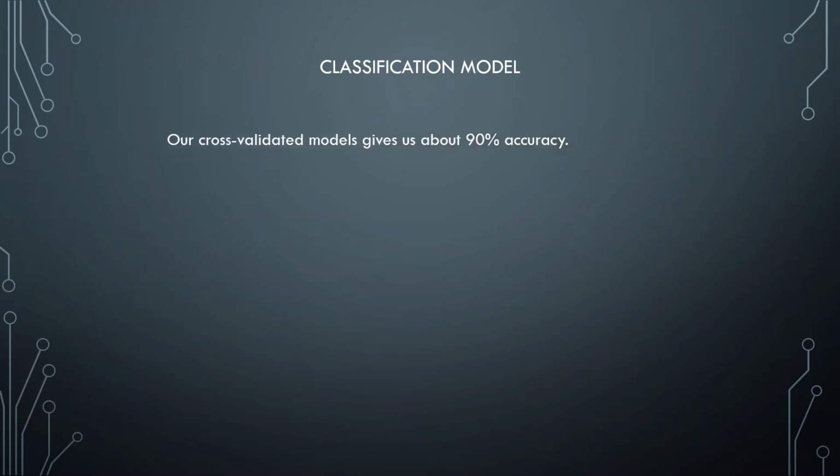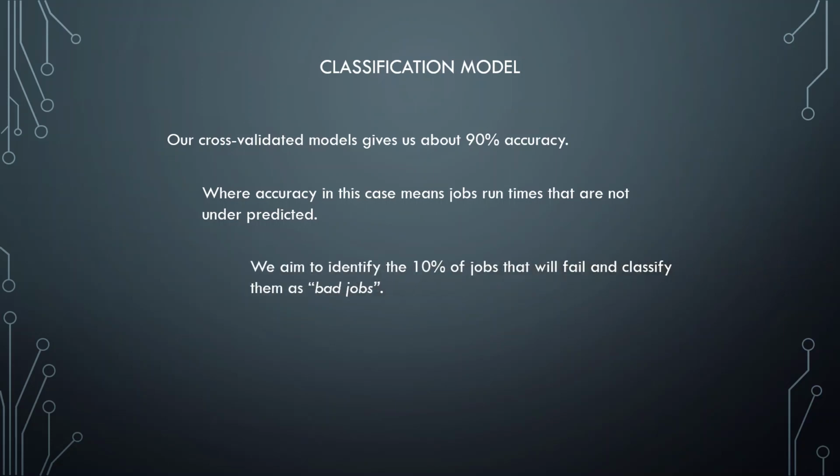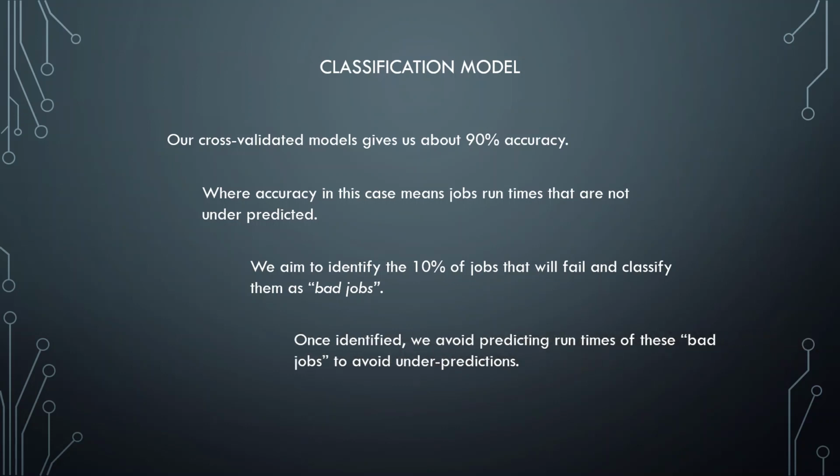From our previous test, we garner about 90% accuracy, where accuracy means that predicted runtimes are above what will be the actual runtimes and not underpredicted. In our model, we have the absolute requirement to avoid underpredictions without exception. So the classification model serves to identify those 10% of jobs that are underpredicted and classify them as bad jobs, where the 90% accurately predicted jobs are good jobs. Once identified, we can simply avoid estimating the runtimes of these bad jobs to avoid underprediction.